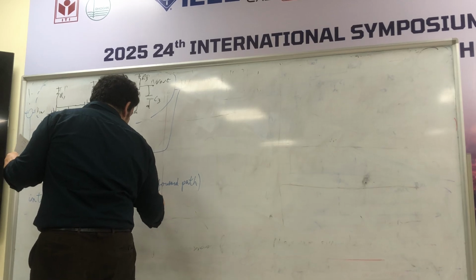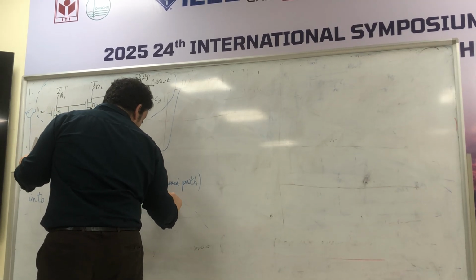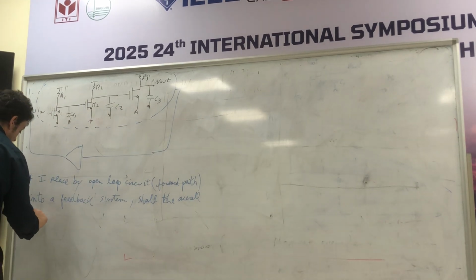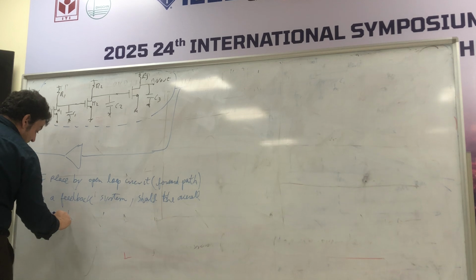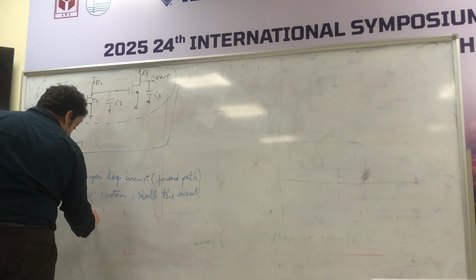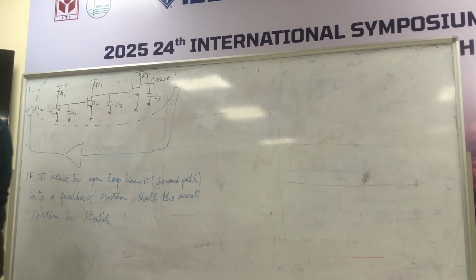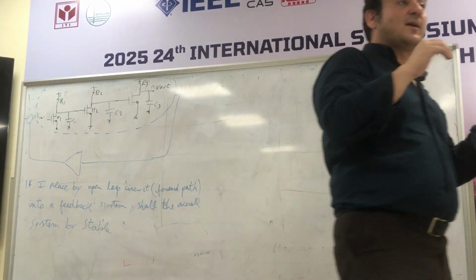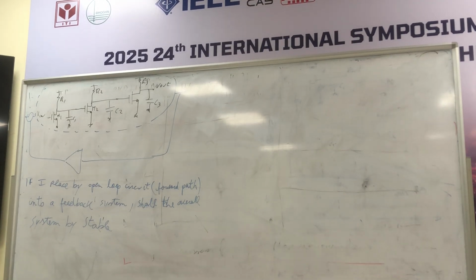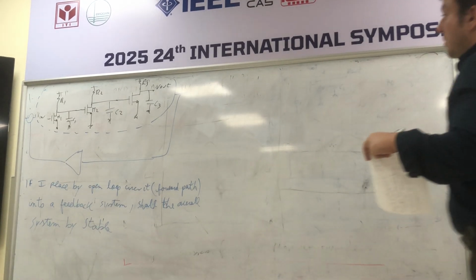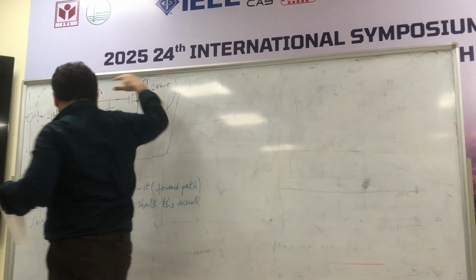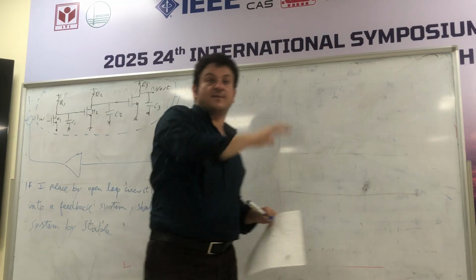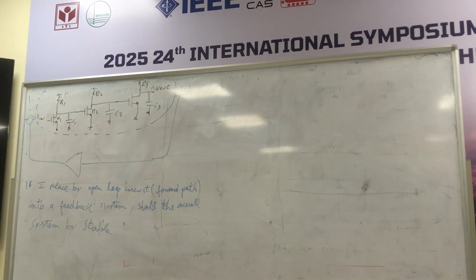Shall the overall system be stable? Okay? Why I want to underline this actually? Because for studying the stability of a closed loop system, we just refer to the open loop, to the feed-forward path only. Okay? So actually referring to this transfer function, we study the stability of the overall system.